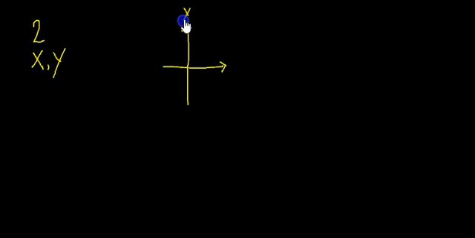So you have a y-axis right here. This is an axis. Here's an x-axis right there. This side of the x-axis is positive. This side of the y-axis is positive. This side of the x-axis is negative. This side of the y-axis is negative.